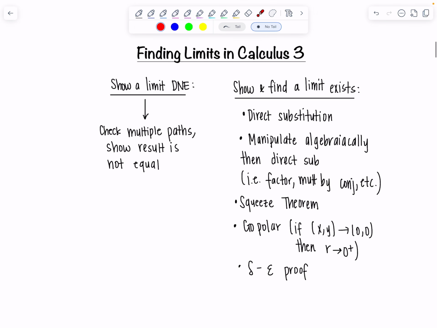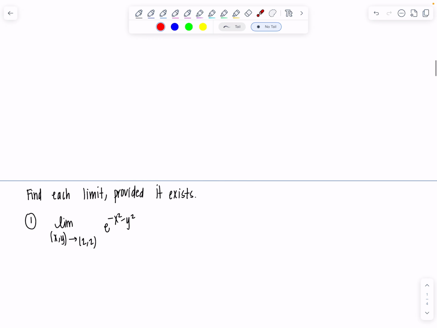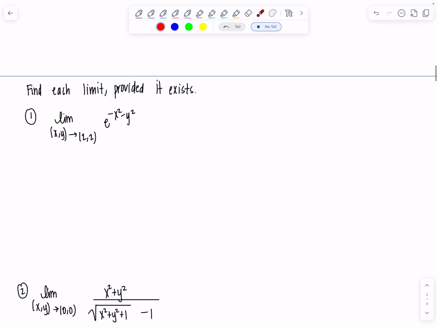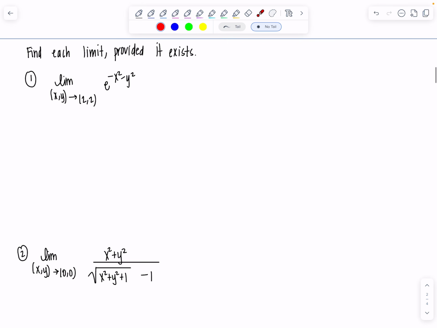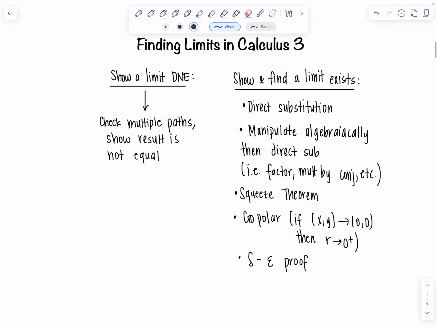Okay? So we're going to jump in. Sometimes the directions are nice and they tell you show the limit exists or show it doesn't exist. I'm just going to be really vague. That way we can go through this journey together. And I'll say find each limit provided it exists. So it could exist, it could not exist. I don't know. My advice to you is always start with direct sub first, okay? And then we can talk about what to do from there.